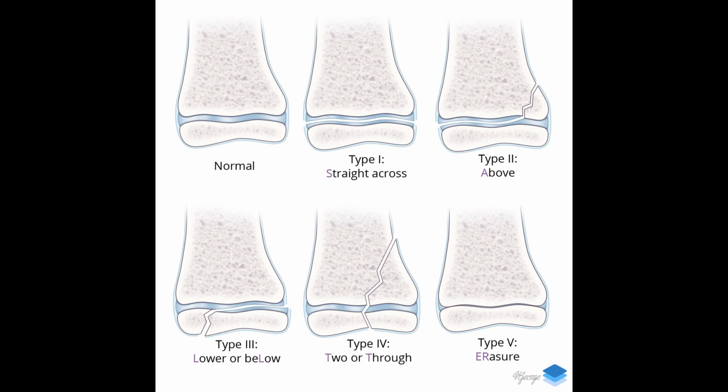And lastly, type 5 fractures are where the physis is entirely compressed or erased, and we can use the first 2 letters of erased as the last 2 letters of Salter.